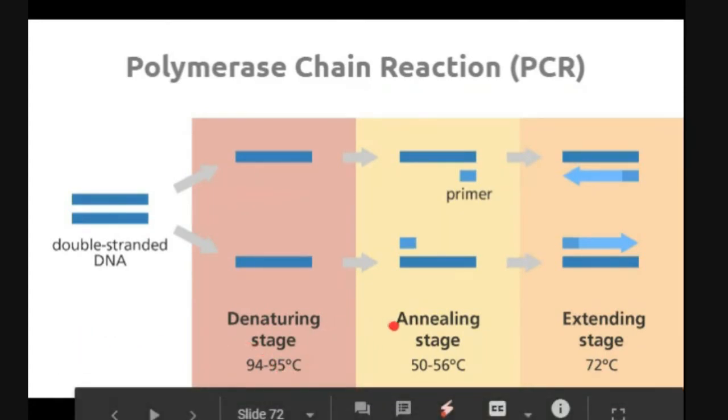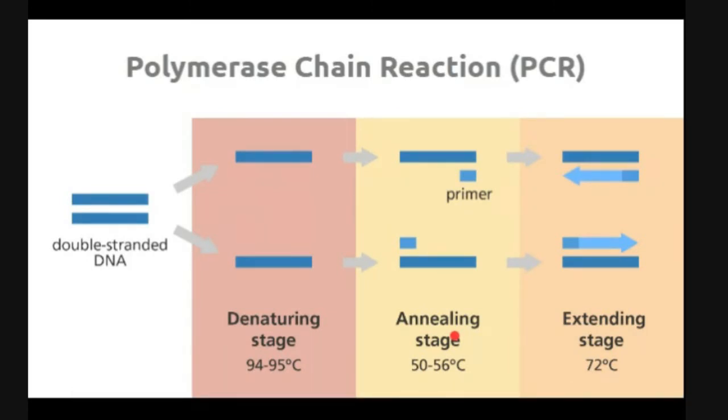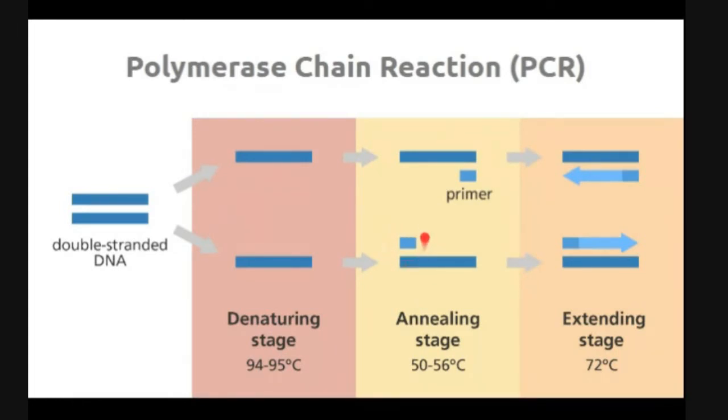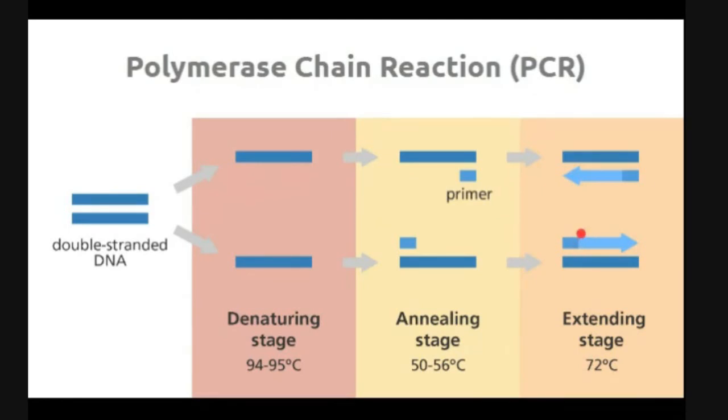And next is yung annealing stage. Annealing meaning connecting or didikit siya. So, your primers anneal to your template strand, and then they mark where the replication should start. In this annealing stage, it usually happens at 50 to 56 degrees Celsius. And your last stage now is your extension stage where your DNA polymerase acts. Yung DNA polymerase mo dito, magdadagdag na siya ng nucleotide.